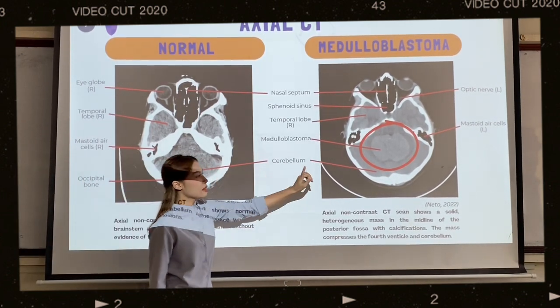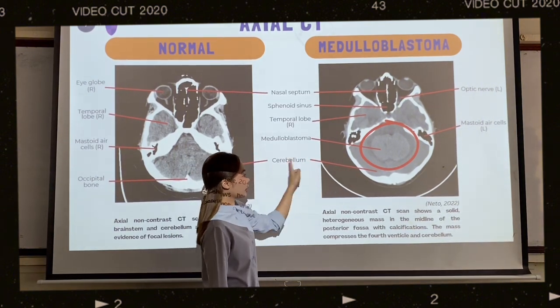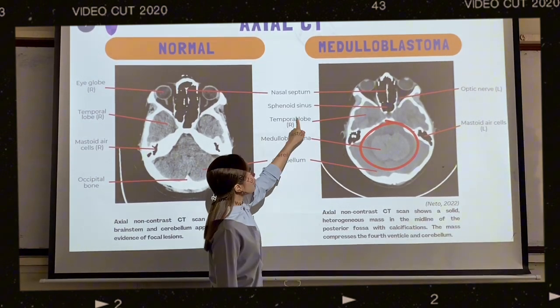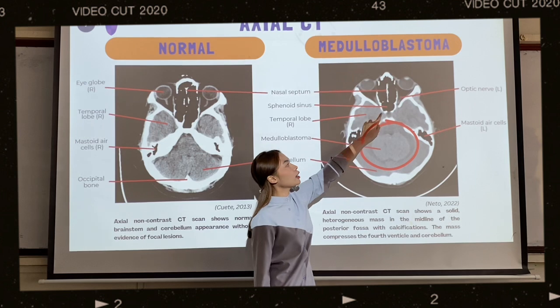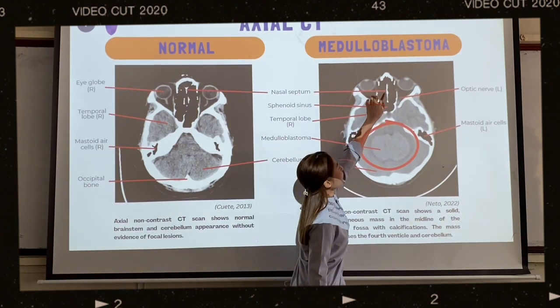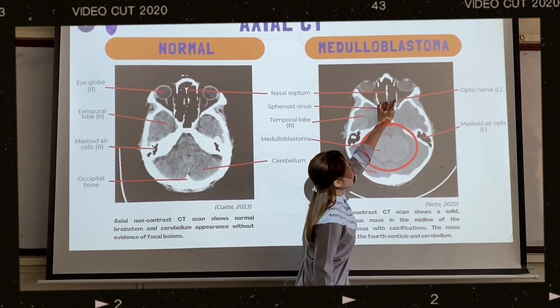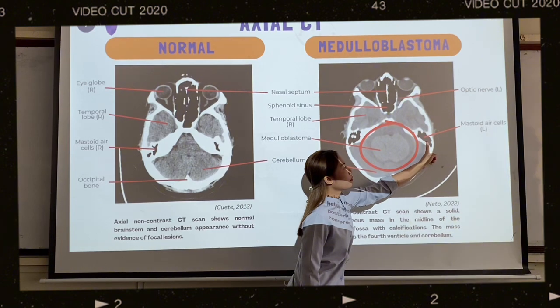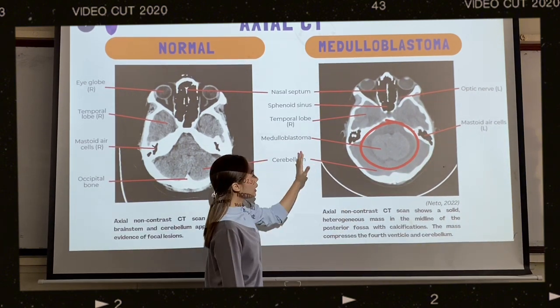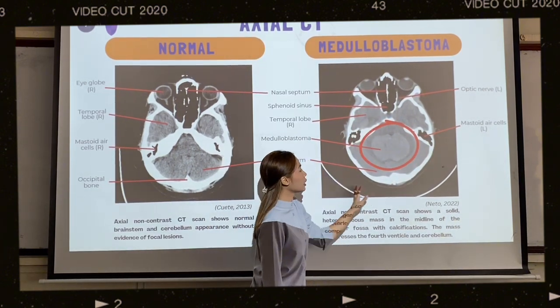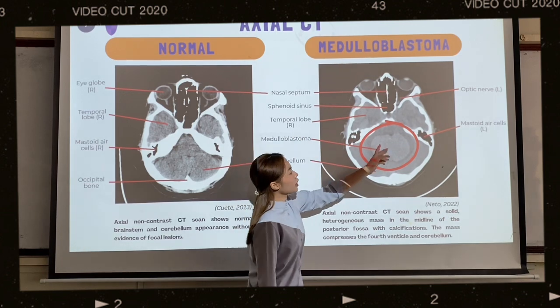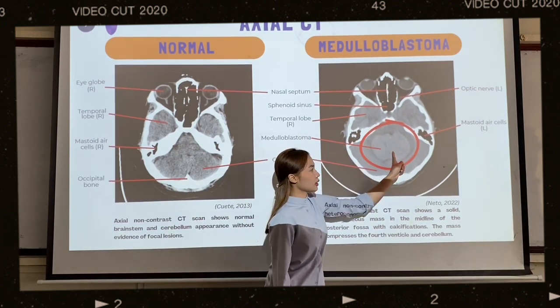While in this right image, we can also see the cerebellum here, and then the right temporal lobe, sphenoid sinus, nasal septum, left optic nerve, and left mastoid cell. So in the right image, we note there is a medulloblastoma in this circle.